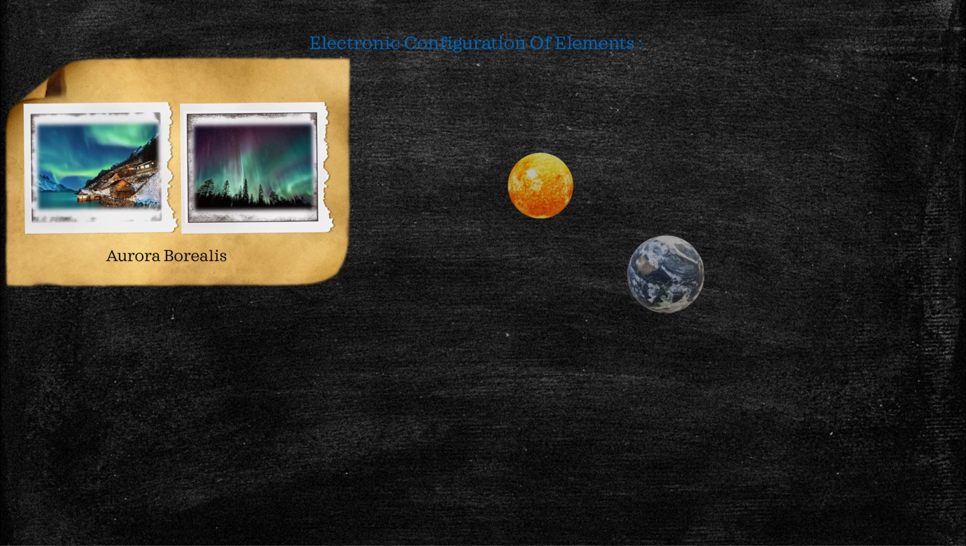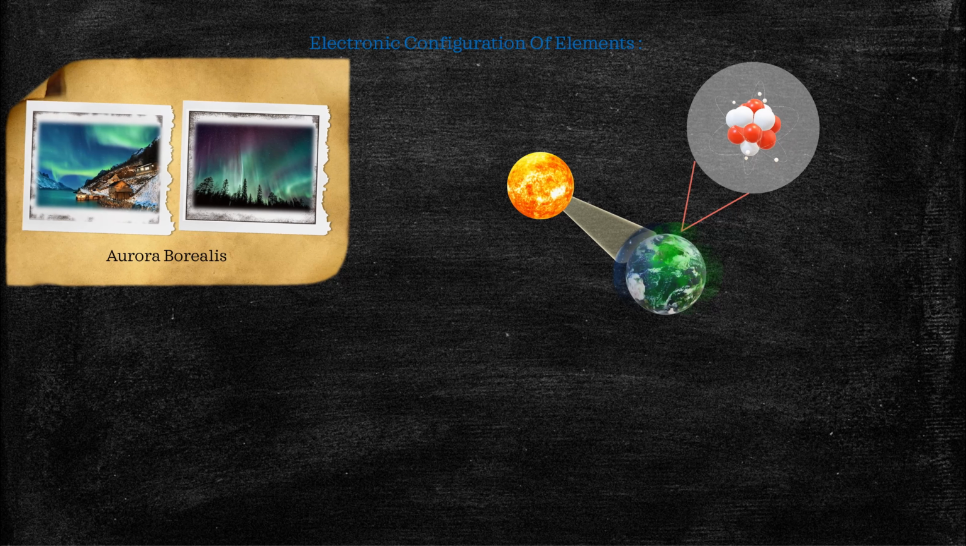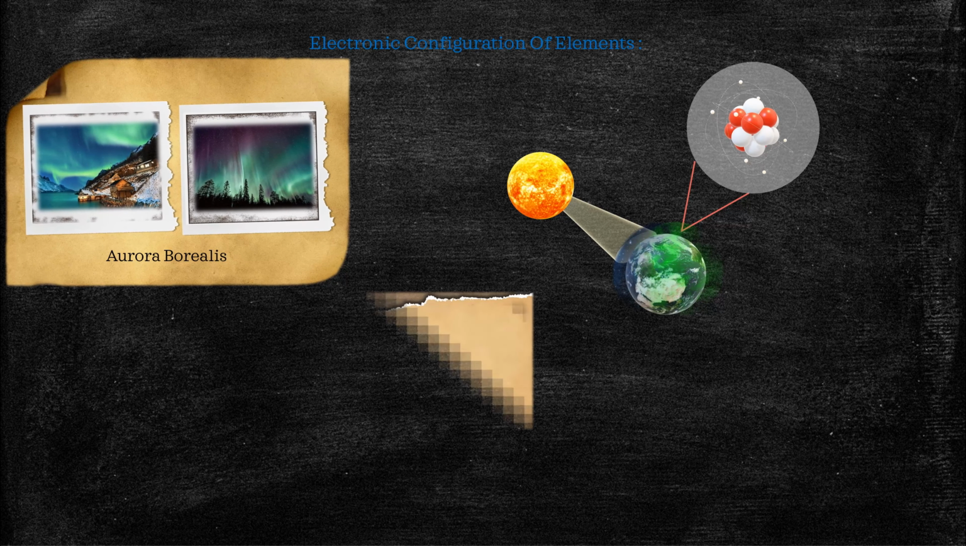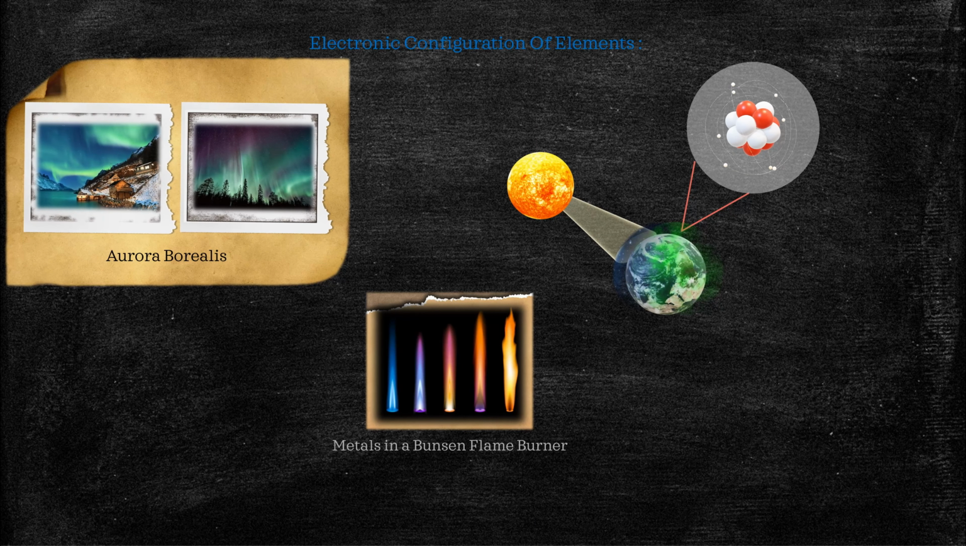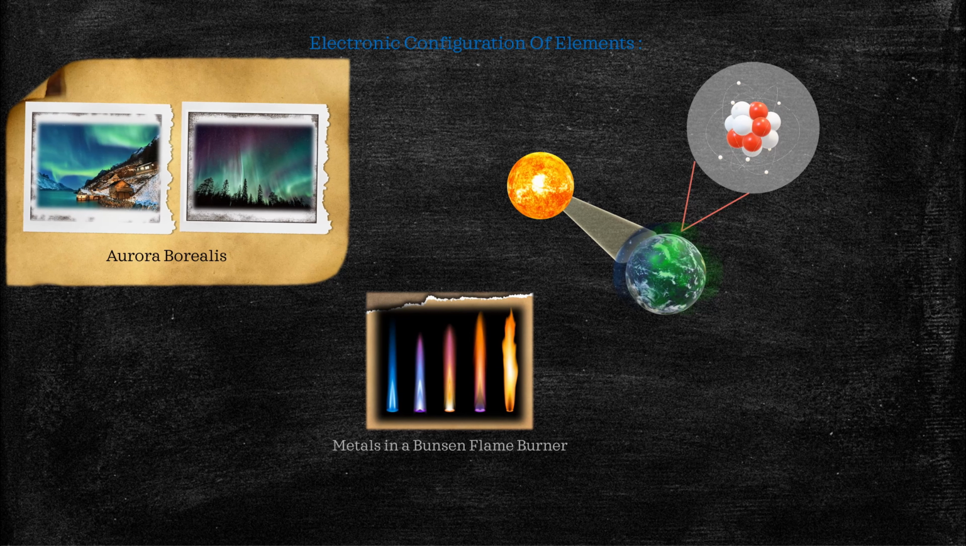The aurora borealis is a spectacular display seen in the sky of the far north. It is caused by the sunlight moving the electrons in the atoms of the gases of the atmosphere. A similar color effect can be created in a simpler way in the lab by heating the compounds of some metals in a Bunsen flame burner. Those colors are also created by moving the electrons in the atoms of the compound that we heated.